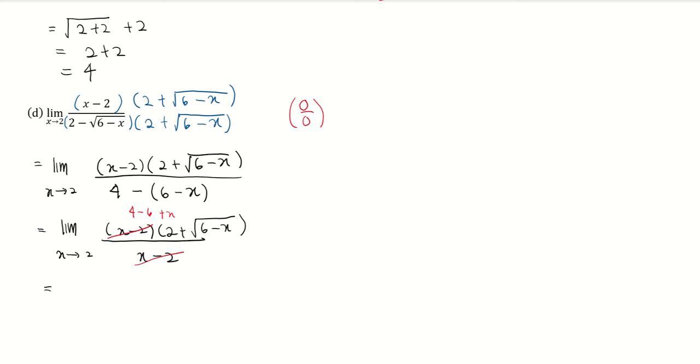Then we can substitute the limit, which is 2. So 2 plus square root of 6 minus 2. This is 2 plus square root of 4, which is 2. So this equals 4.